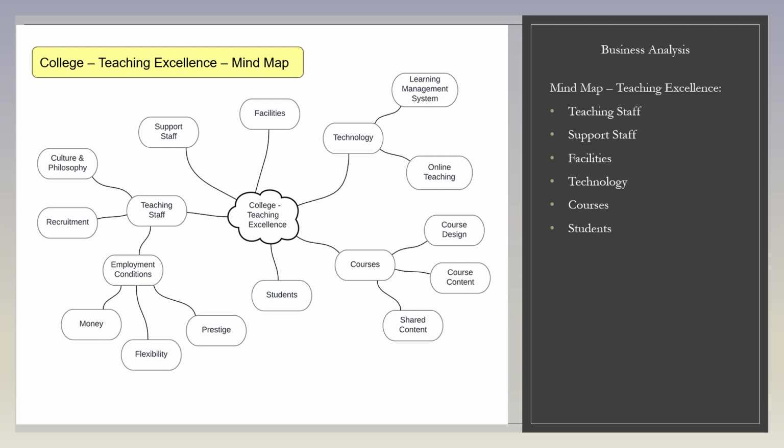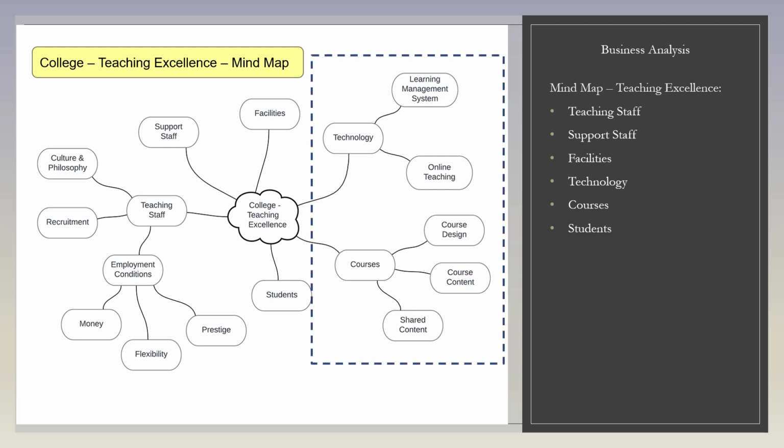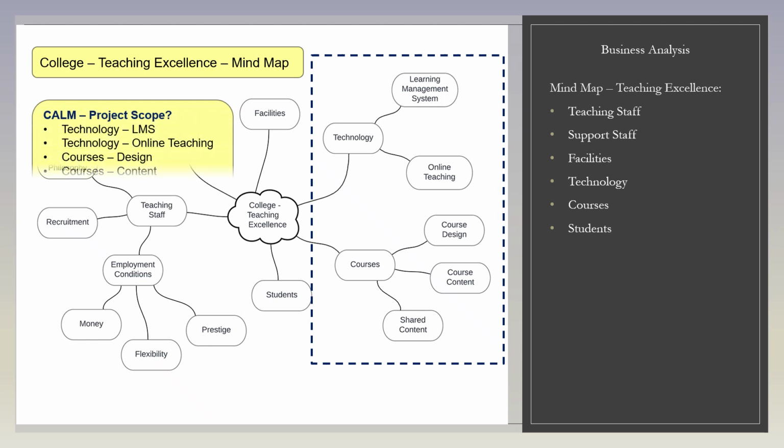So imagine that discussions with stakeholders have resulted in some focus, a decision that Project CALM will focus upon two factors, technology and courses. Although it might overlap a little into the others, they will mostly be dealt with through other projects.